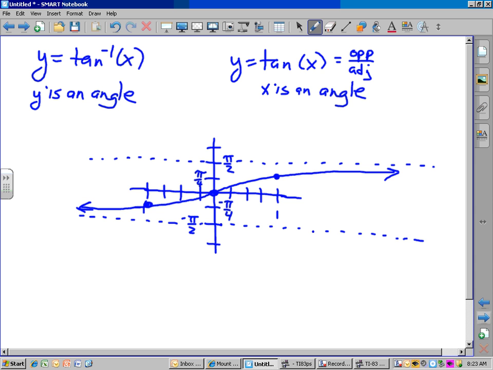Okay, so three inverse trig functions. We need to be able to graph them. And I think that's it. That's all I have for you today. So we'll just stop it there.